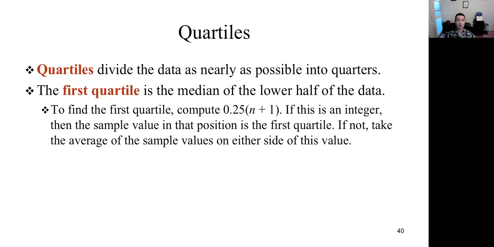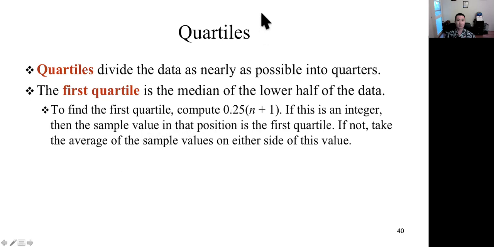Quartiles. So quartiles divide the data as nearly as possible into 4 quarters. The median divides the data into the top and bottom half, so the ideas of quarters, quartiles and median are pretty similar. The first quartile is the median of the lower half of the data, and here is how to find it.